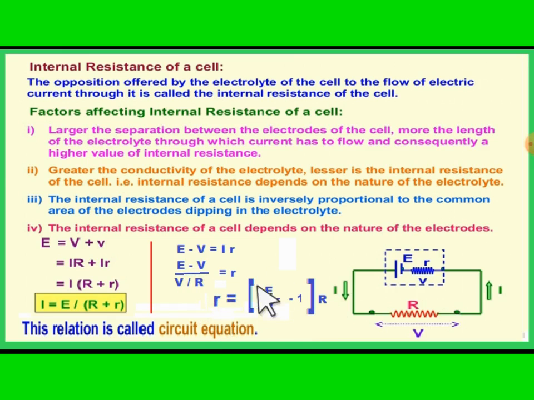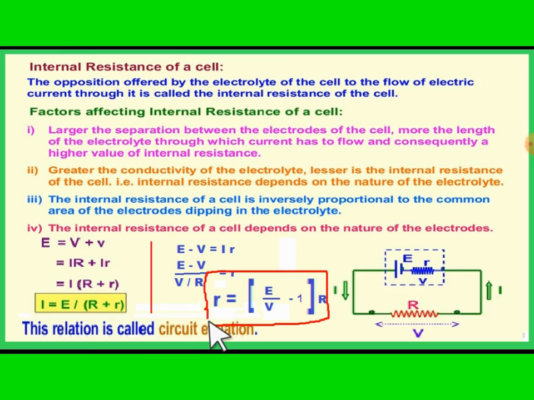So your r will be equal to (E by V minus 1) whole into R. This relation is very important and you need to remember this, because of the potentiometer, which we will learn later on. The internal resistance can be measured by using a potentiometer, not by a voltmeter. A voltmeter will not give you the correct reading of the internal resistance or EMF, but a potentiometer will give you the actual measurement of either the EMF of a cell or the internal resistance of a cell.